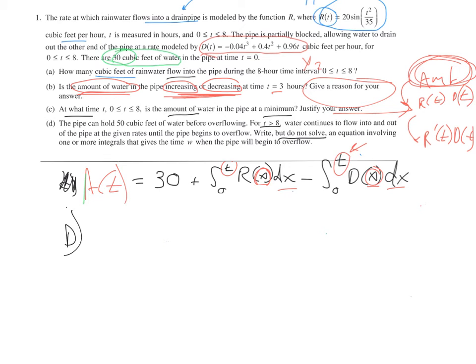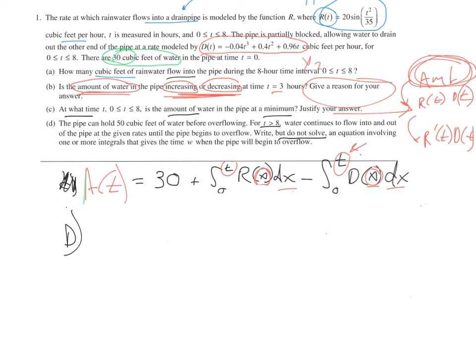If you ever get one that says write but do not solve, don't make life harder on yourself. We're simply setting up an equation. We do not have to put it in our calculator and solve. So write but do not solve an equation involving one or more integrals that gives the time W when the pipe will begin to overflow.